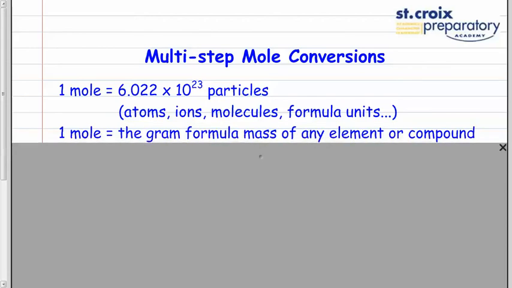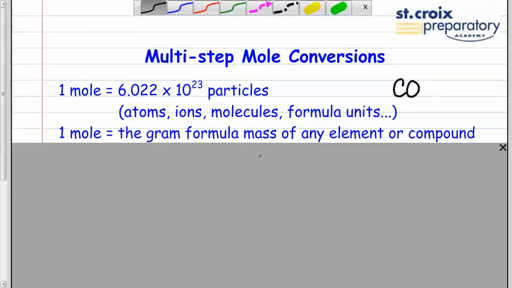We also know that 1 mole is equal to the gram formula mass of any element or compound. So what that means is if you have a compound such as carbon dioxide, let's say, you can just go to the periodic table and look at the gram atomic mass of each of the elements, add them all together, and you'll have your gram formula mass or molar mass.